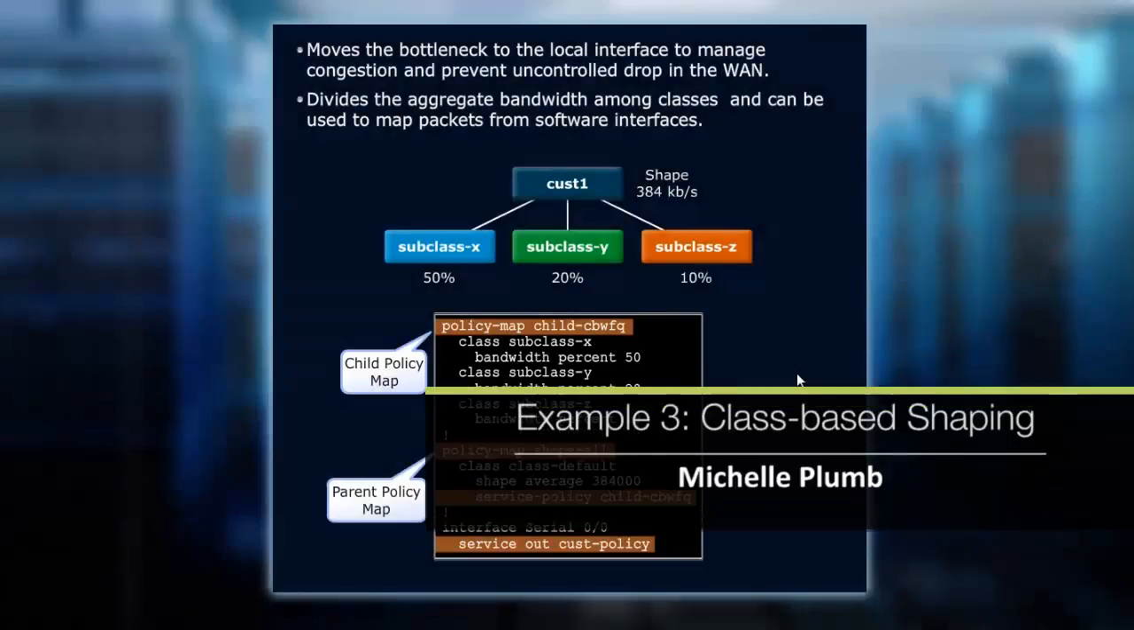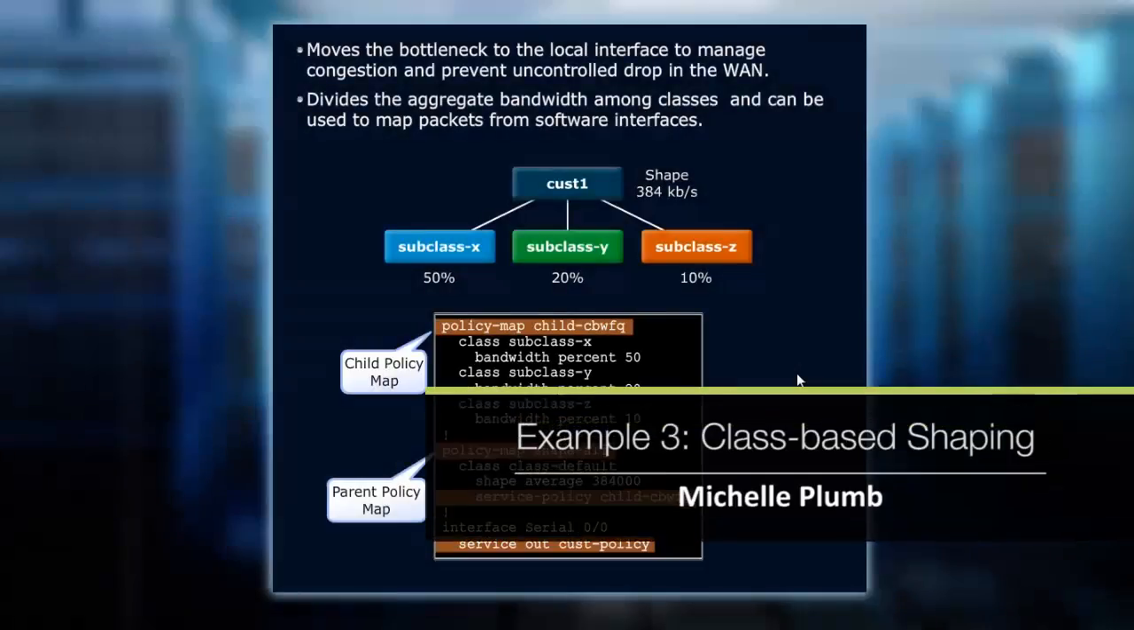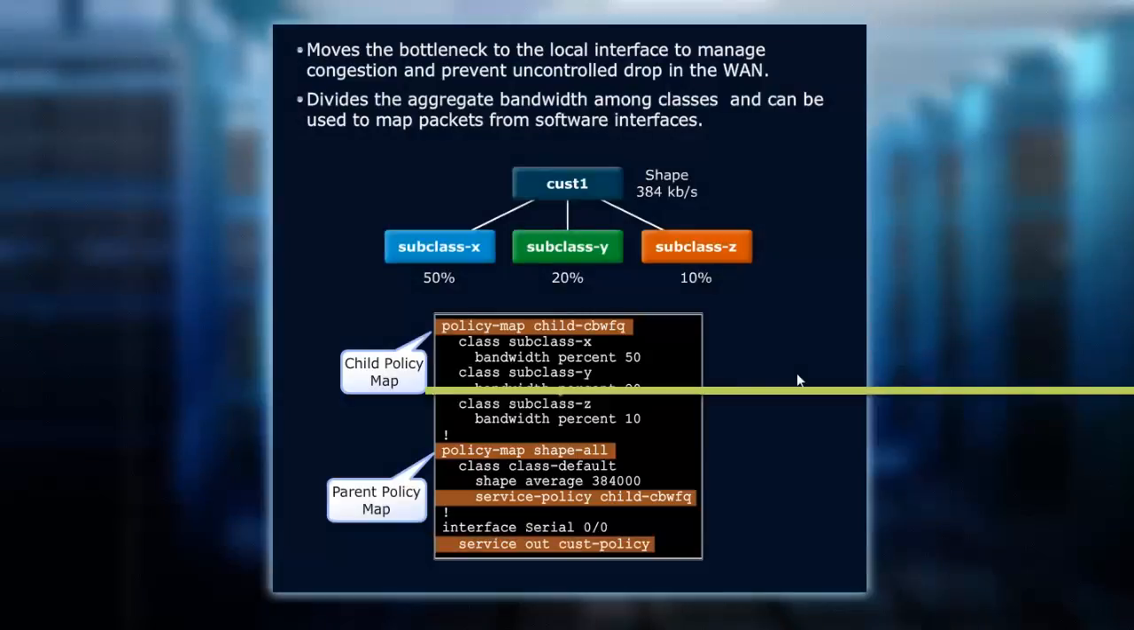Now, this is potentially a common situation you might run into where you might institute class-based shaping. We have a bottleneck to the local interface to manage congestion and prevent uncontrolled drops in the WAN, right? We don't really want to drop stuff in the WAN, so we're going to manage it in the local area network. This is going to divide the bandwidth among the various classes, and we're going to use this to map packets from software interfaces, okay?